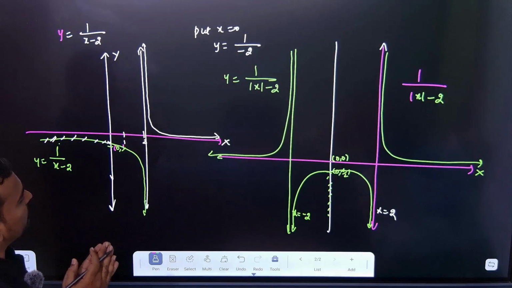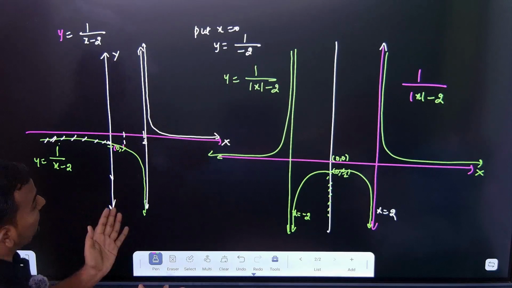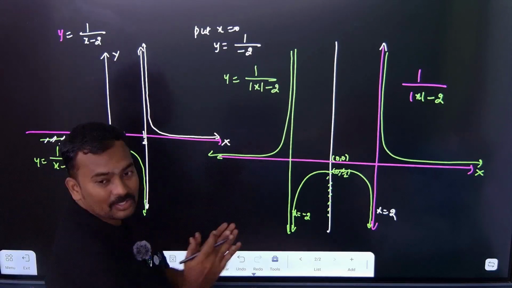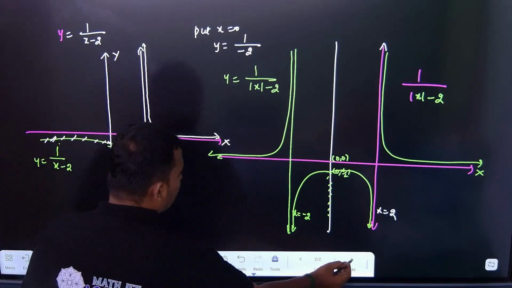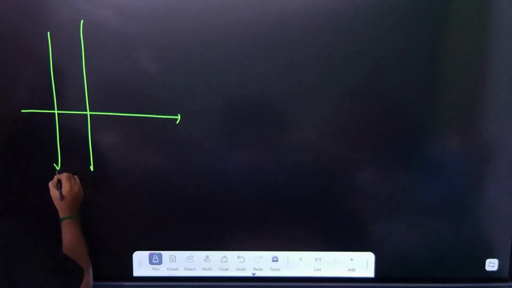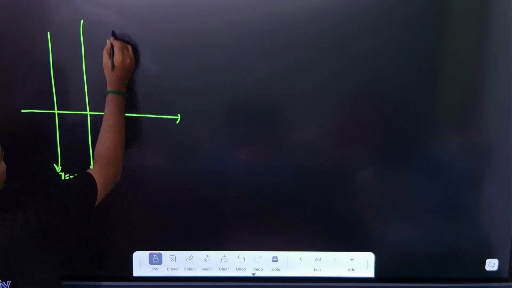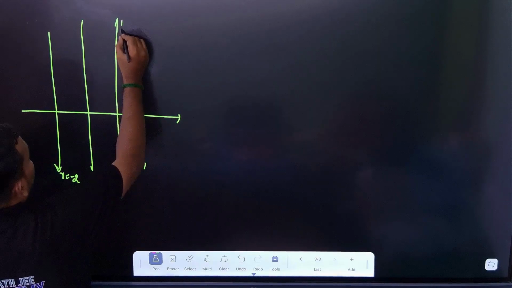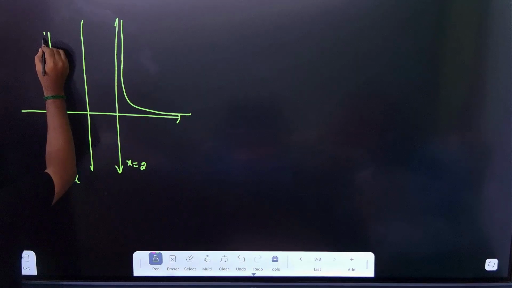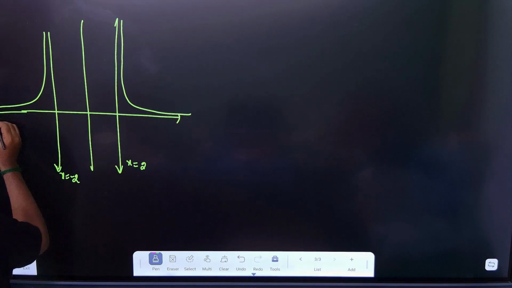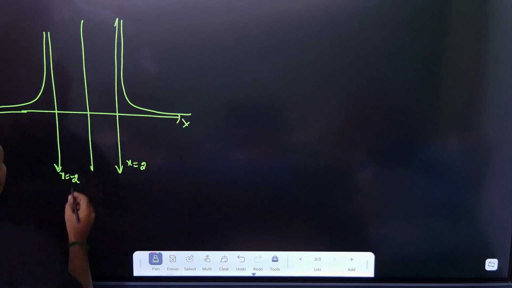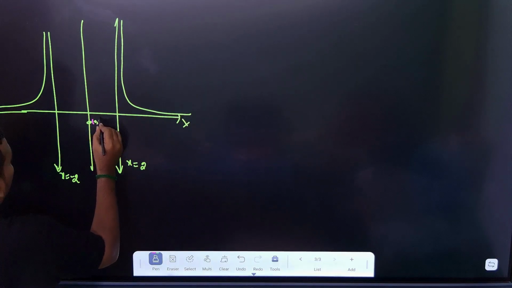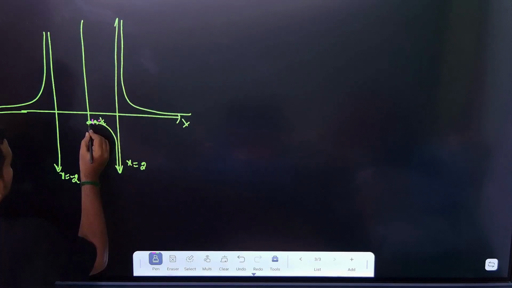Next you have to shift 1 unit, or before that you have to take minus of that. Take the minus of that. You can see here the graph will be, this is your x equal to minus 2. This is x equal to 2. So the graph will be like this. This side will be like this, right? It will not cross the x-axis. Okay, then here will be (0, minus 1 by 2). This graph will be like this.